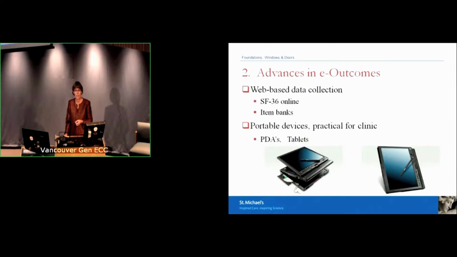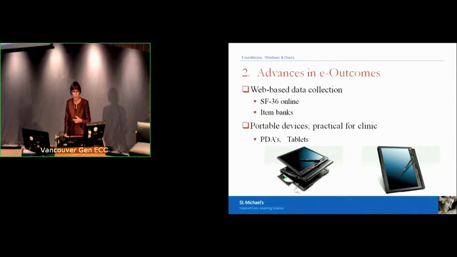Second, advances in e-outcomes. So there's all sorts of web-based data collection available now, and the SF-36 is online. The item banks are becoming available on PROMIS. Portable devices are practical and now becoming more cost accessible for clinical practice. We have PDAs or tablets going in several different clinics.